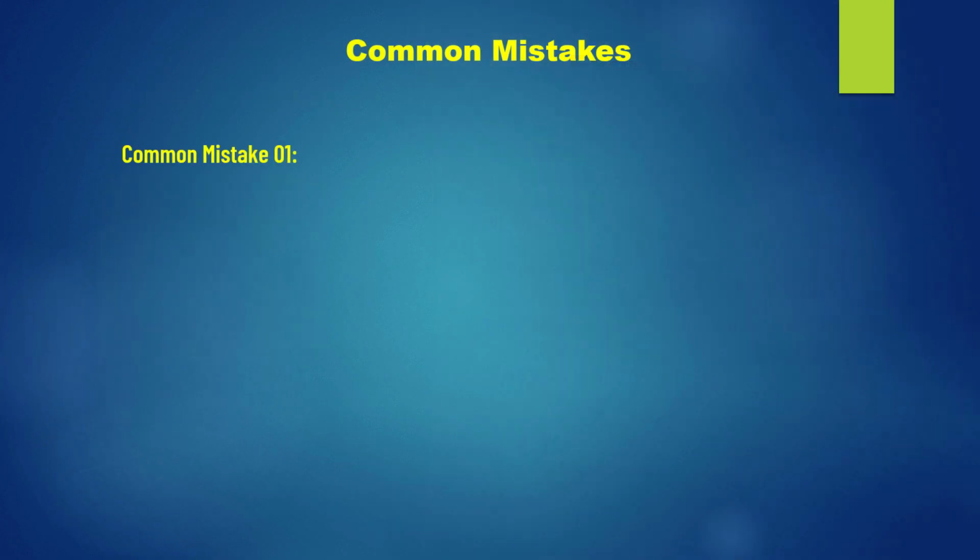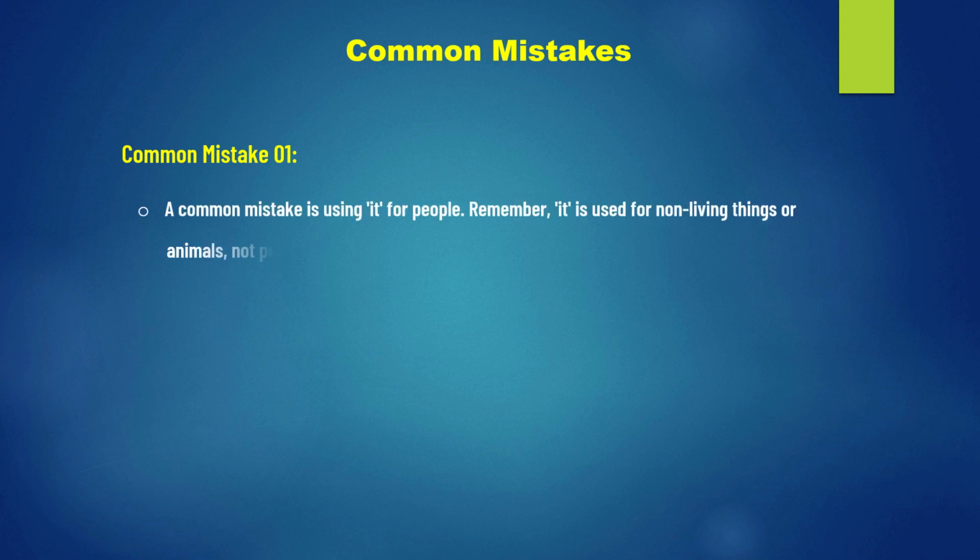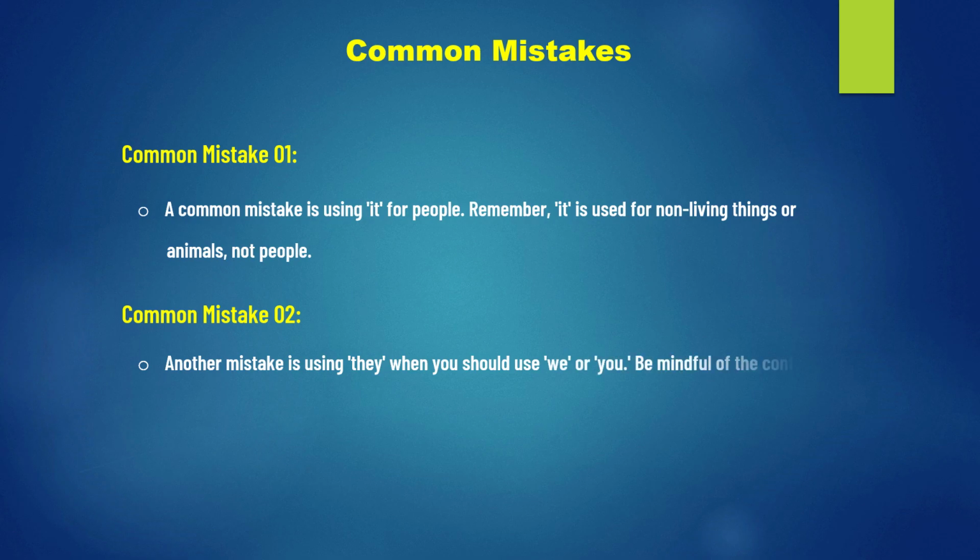Common mistakes to avoid. Before we wrap up, let's look at some common mistakes to avoid when using subject pronouns. A common mistake is using it for people. Remember, it is used for non-living things or animals, not people. Another mistake is using they when you should use we or you. Be mindful of the context.